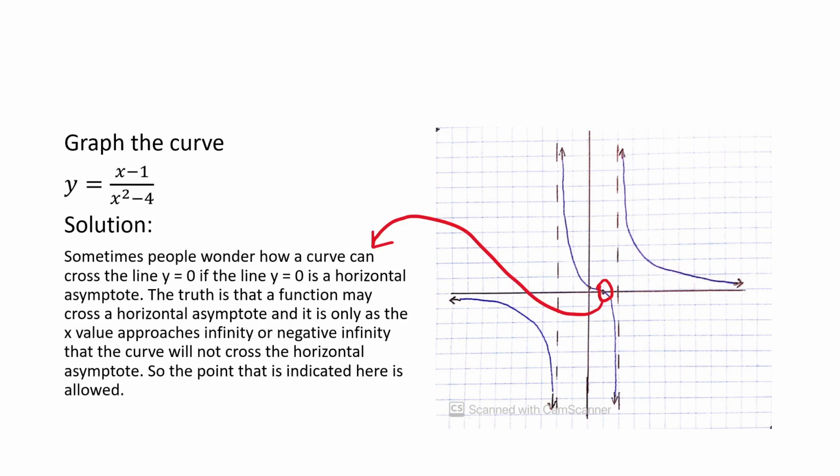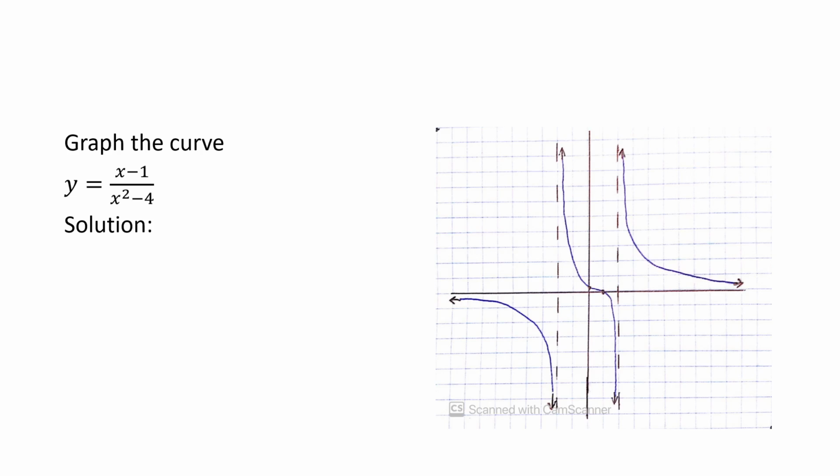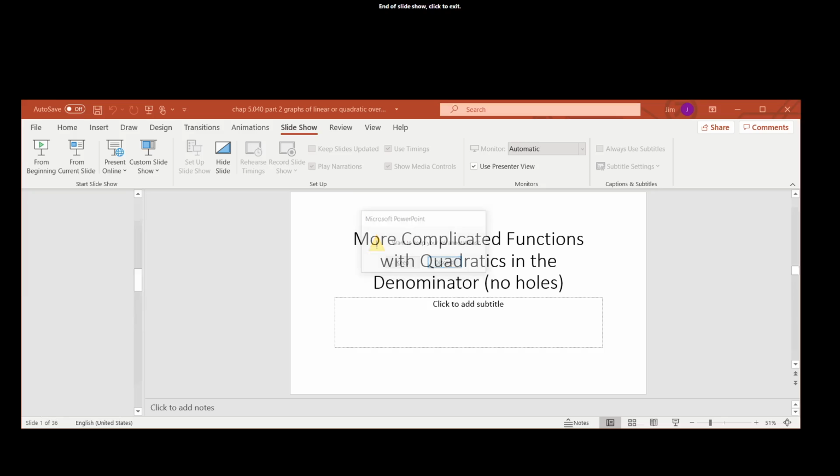Now, you might say, whoa, sir, how can it possibly have a curve crossing a horizontal asymptote? Well, the truth is that a function may cross a horizontal asymptote because it's only as the x value approaches infinity or negative infinity that the curve doesn't cross the horizontal asymptote. So that point that we have circled there is allowed. And hopefully that was a useful lesson for you.